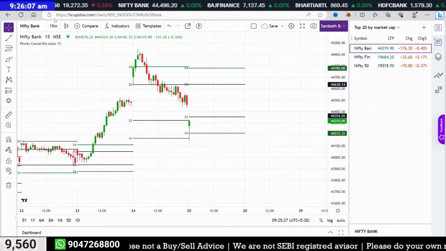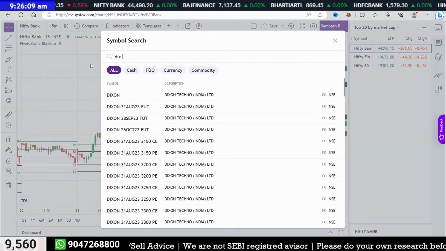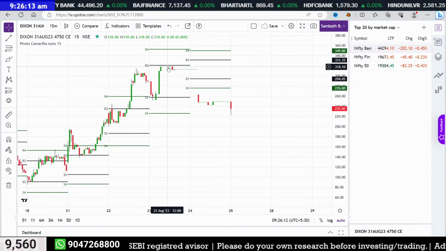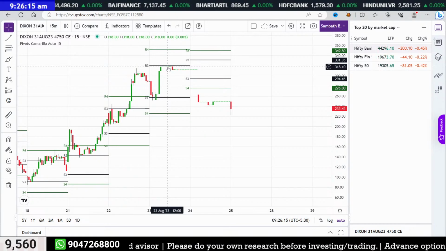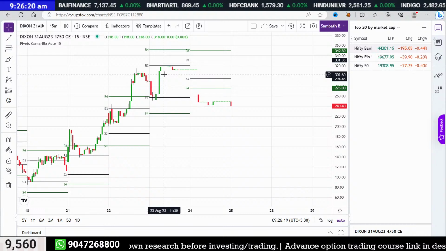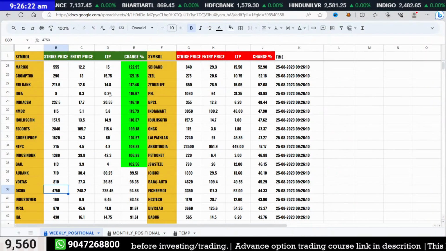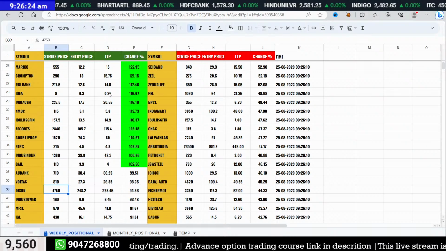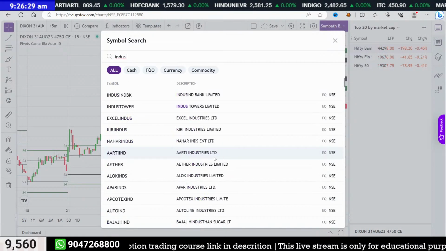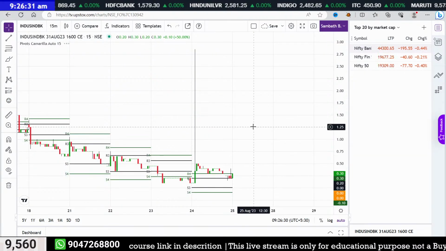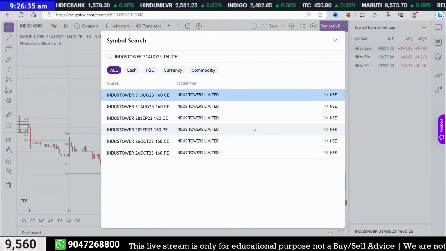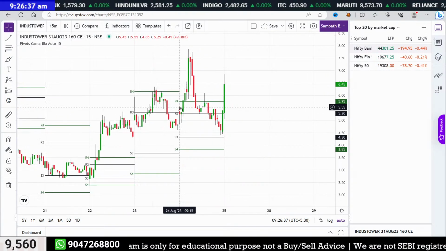Dixon 248, 4750, because it has already moved and liquidity is also a concern. And the 318 went higher previously, so this is also not a fresh breakout. In this Tower, 160. If it is a fresh breakout, we need to find out.